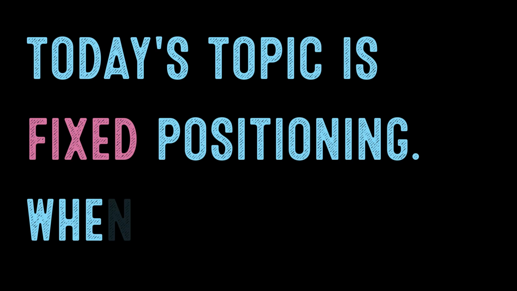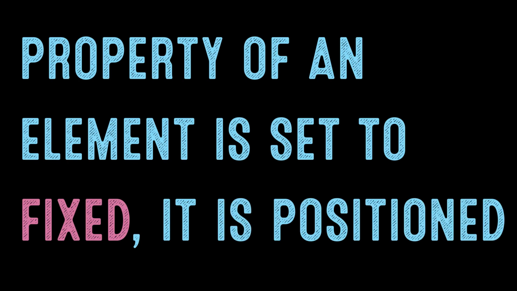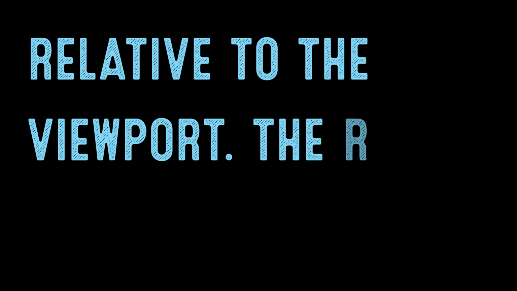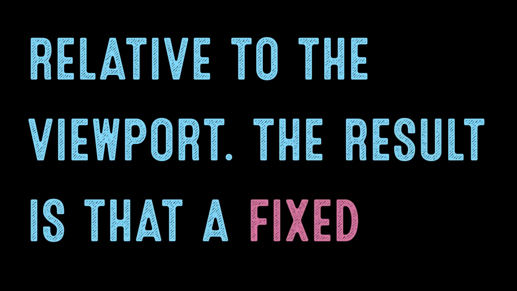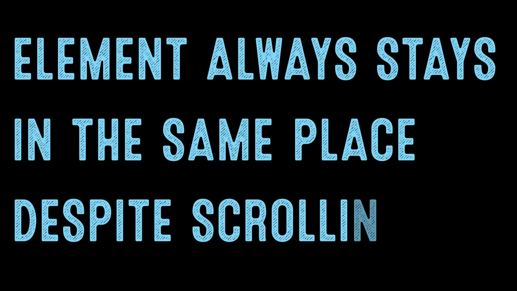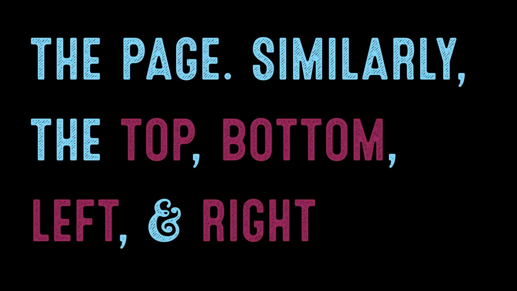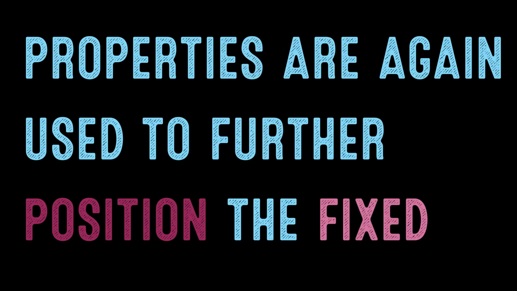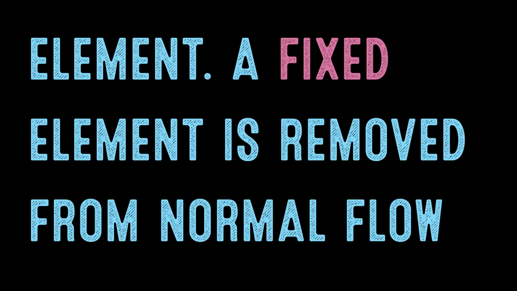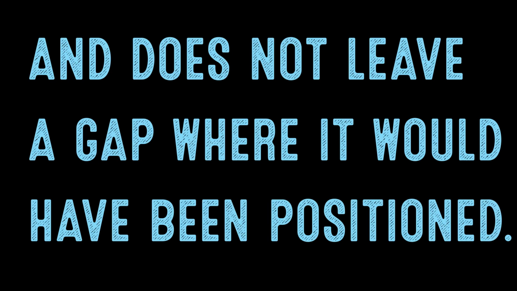Today's topic is fixed positioning. When the position property of an element is set to fixed, it is positioned relative to the viewport. The result is that a fixed element always stays in the same place despite scrolling the page. Similarly, the top, bottom, left, and right properties are again used to further position the fixed element. A fixed element is removed from normal flow and does not leave a gap where it would have been positioned.